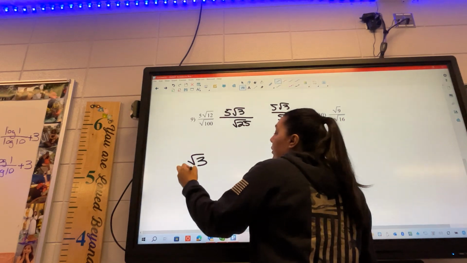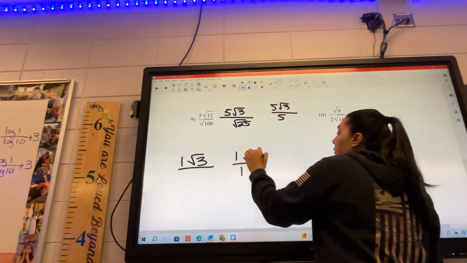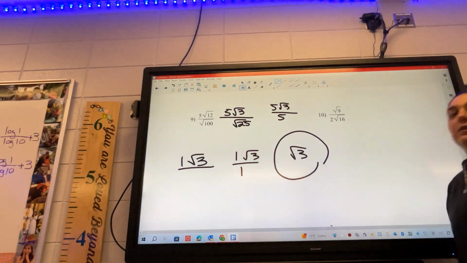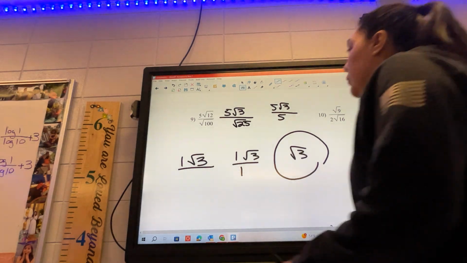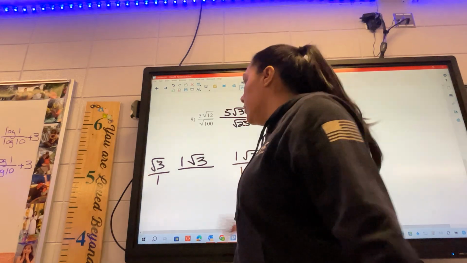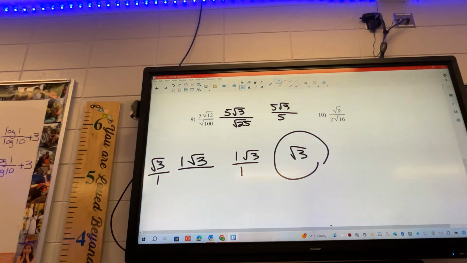Now, you could do it like this, 1, or you could do 1 over 1 square root of 3, or you could just say square root of 3. This is the most correct out of the 3 answer options. When I put 1s there, it doesn't change anything at all. You could even go another step and say like this. Any of those work, but square root of 3 is just the most correct.